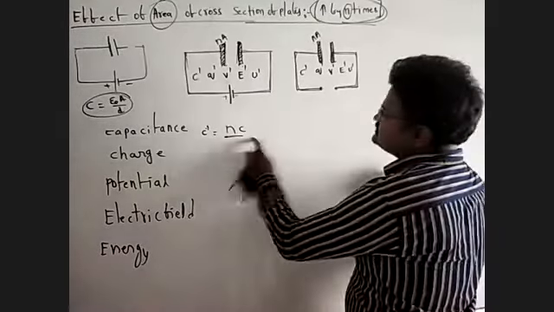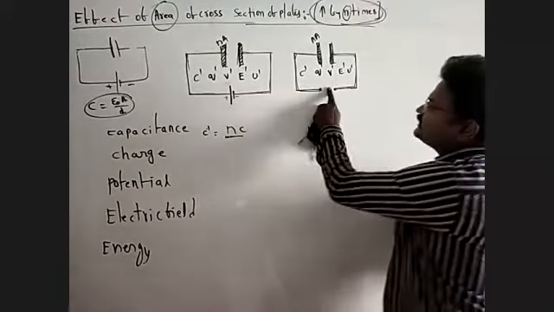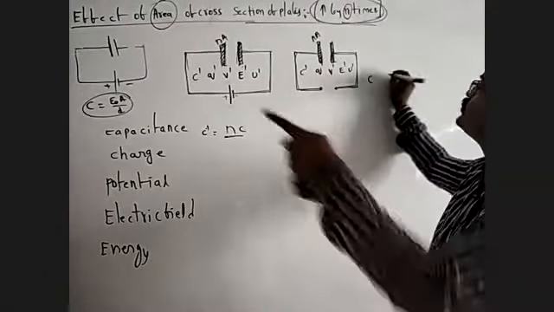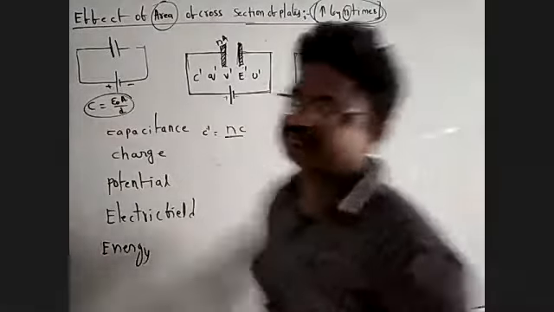C dash is put in. But here, the battery is removed. Battery is connected, battery is removed. What is the C dash value? C is equal to the general formula, C is equal to epsilon naught A by D, for the first figure.